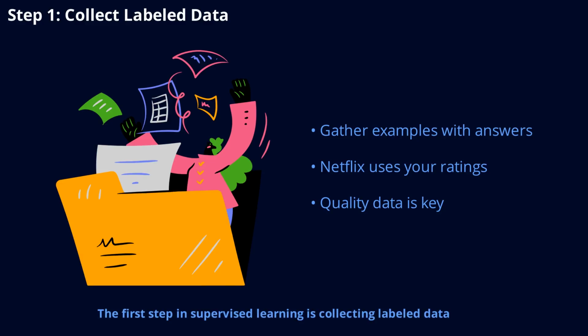The first step in supervised learning is collecting labeled data. This means gathering lots of examples where each input is paired with the correct answer. For instance, Netflix collects your movie ratings to learn your preferences. The more high-quality labeled data you have, the better your model can learn. This step is crucial because the model's success depends on the quality and variety of the data it sees.